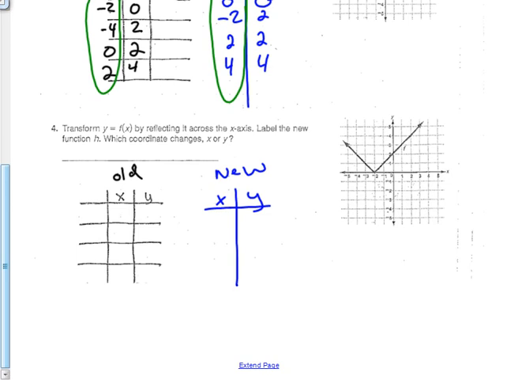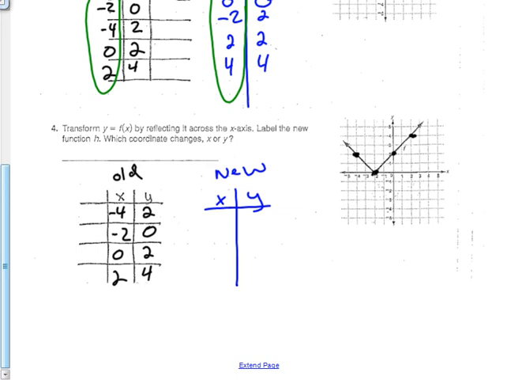On the old function, let's just find a few points here. I've got the same graph, so I've got -4, 2, -2, 0, and then I've got 0, 2 here. There's a space underneath for one more, so let's do that one more, 2, 4. I'm reflecting this across the x-axis.